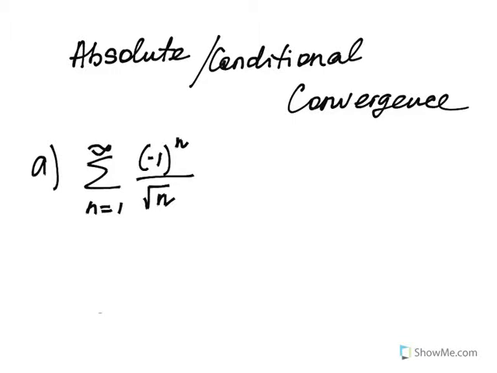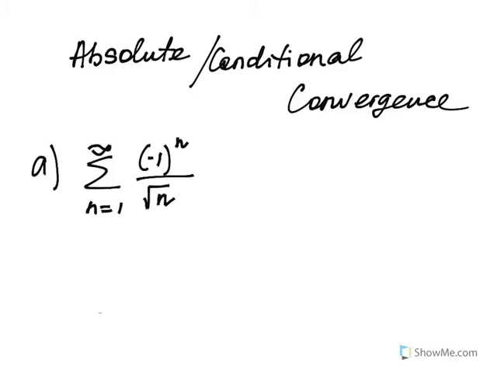They are going to ask you on your AP exam, they're going to give you a series and they're going to say, does it converge absolutely or conditionally? So I'm just going to start with this example. And we have this alternating series, right? -1 to the power of n makes your series alternating.